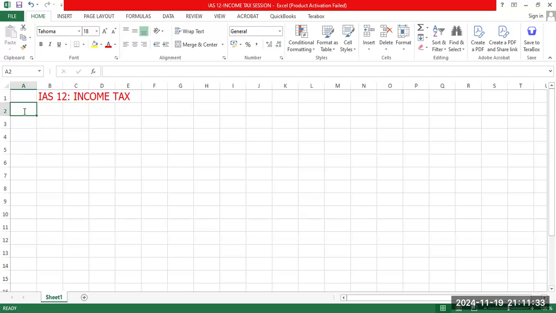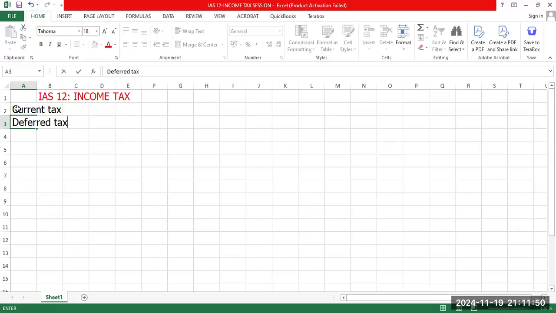Of course, we have current tax and deferred tax. Okay, these are two types of taxes we need to know.